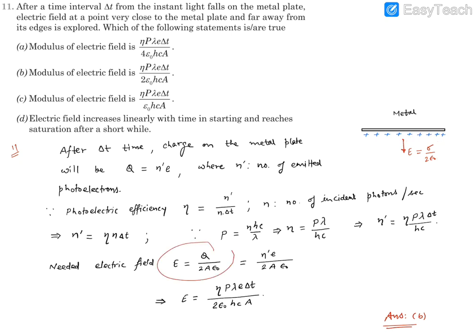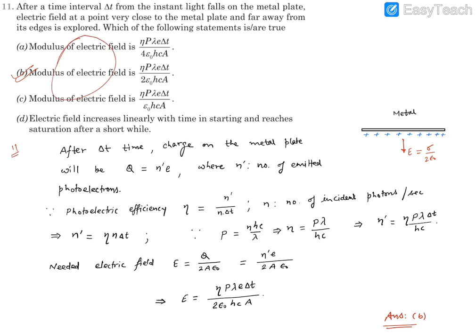So the formula for the electric field becomes Q divided by 2A epsilon naught, because sigma can be replaced by Q by A, where A is the plate area and that is known to us. Now Q can be replaced as N dash e, over twice A epsilon naught. N dash is this number, which can be substituted over here. So it turned out to be eta P lambda e delta t divided by 2 epsilon naught h c into A. This is found in option B. Hence option B is going to be correct.